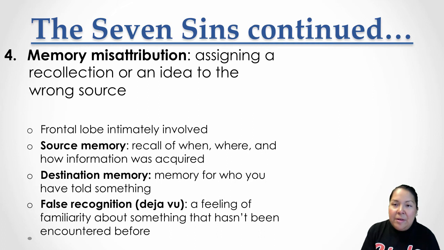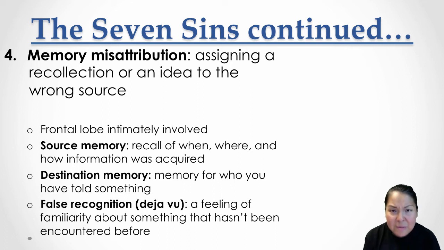The fourth memory failure is memory misattribution, and this is where we incorrectly identify a memory with the wrong source. Interestingly, misattributions are the primary source of eyewitness misidentifications. So witnesses identifying the perpetrator in a police lineup may incorrectly identify the perpetrator. So I saw that one individual robbing the store and pointing the gun at my face. As a result, more often than not, eyewitness testimonies are less reliable.